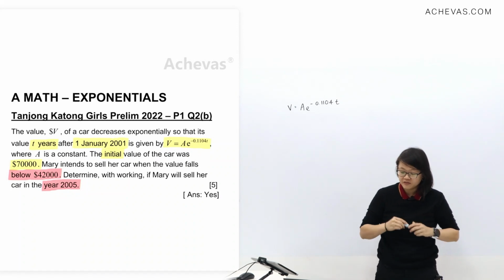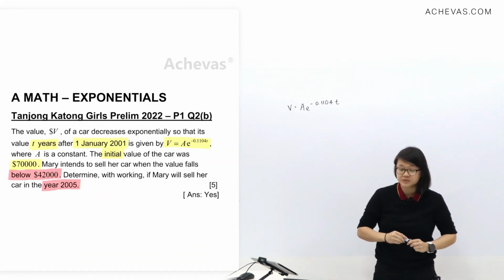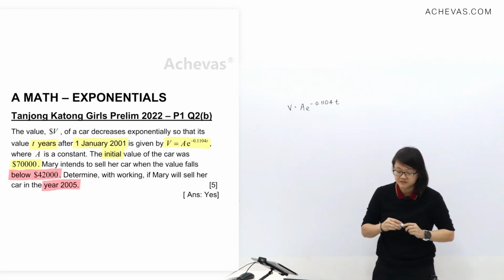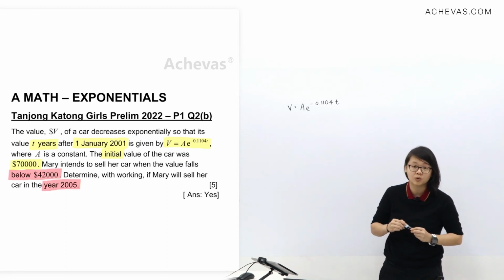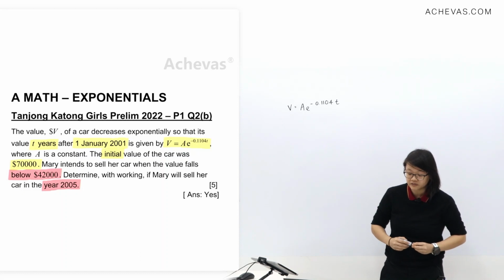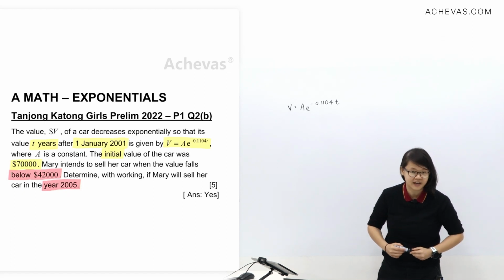The value V of a car decreases exponentially so that its value t years after 1st January 2001 is given by V equals A e to the power of negative 0.1104 t, where A is a constant. The initial value of the car was 70,000. Mary intends to sell her car when the value falls below 42,000. Determine with working if Mary will sell her car in the year of 2005.